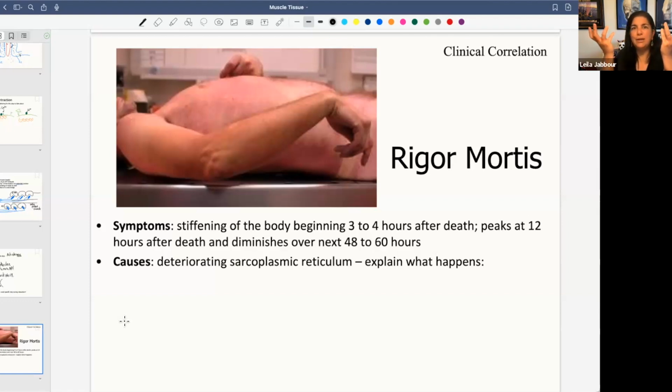How can the muscles contract 3 to 4 hours after death? The person is dead. And then it peaks at 12 hours. You have all these muscles contracting and no relaxation. And finally, relaxation takes place over the next 48 to 60 hours. How can that possibly be? The person is not alive. That's because the sarcoplasmic reticulum deteriorates, and it's one of the first things that deteriorates post-mortem.